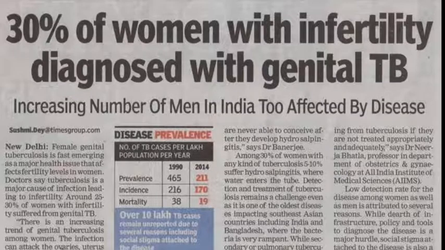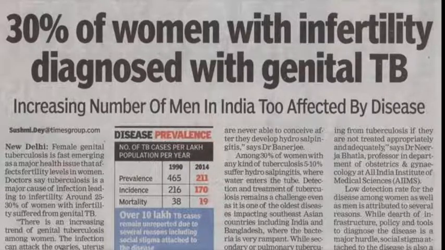So TB of the genital tract is almost always a secondary infection, because the primary infection is in the lungs. The tubercle bacilli affect the lungs, and from there, through various routes like the hematogenous route, that is via the bloodstream, or the lymphatic route, or there can be a direct spread to some organs also. So there are various ways of spreading, but almost always it's a secondary infection in the genital tract, with the primary infection in the lungs.